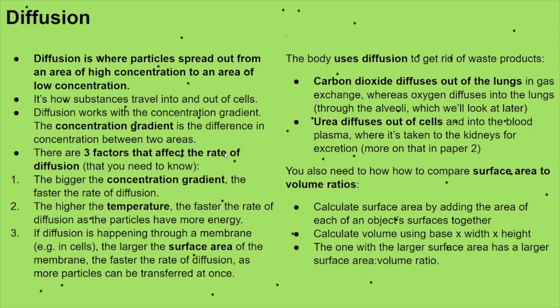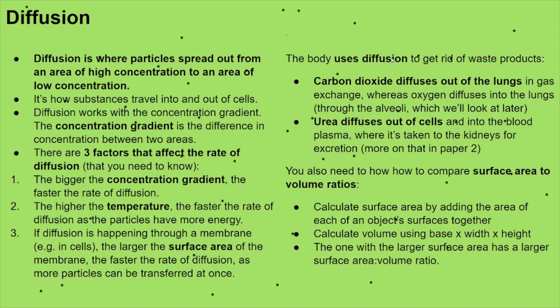Factors that affect the rate of diffusion: the bigger the concentration gradient, the faster the rate of diffusion; the higher the temperature, the faster the rate of diffusion, as the particles have more energy; and the larger the surface area, the faster the rate of diffusion. That's like if diffusion is happening through a membrane, as this means that more particles can be transferred at once through the larger surface area.